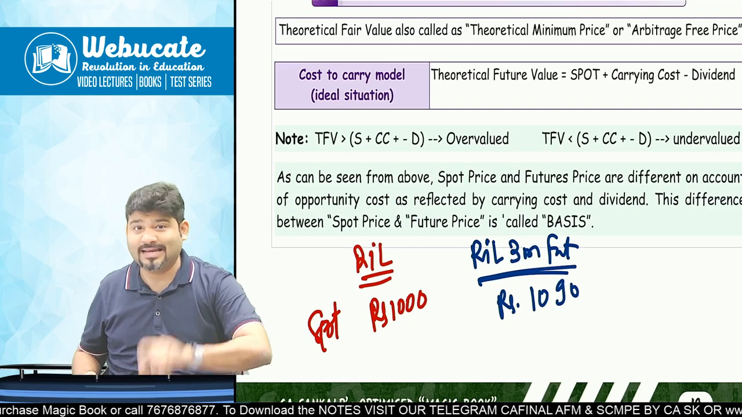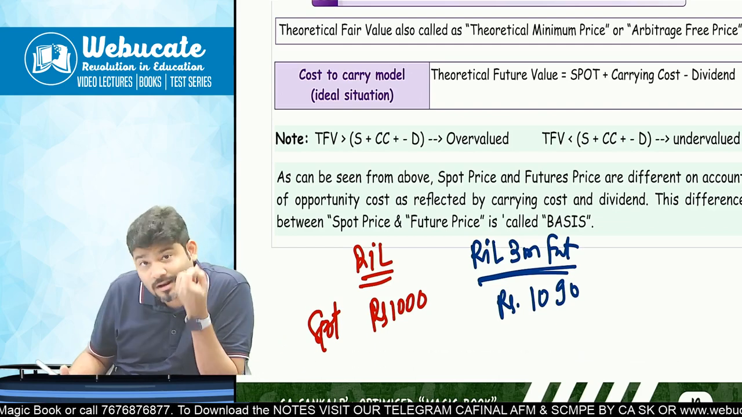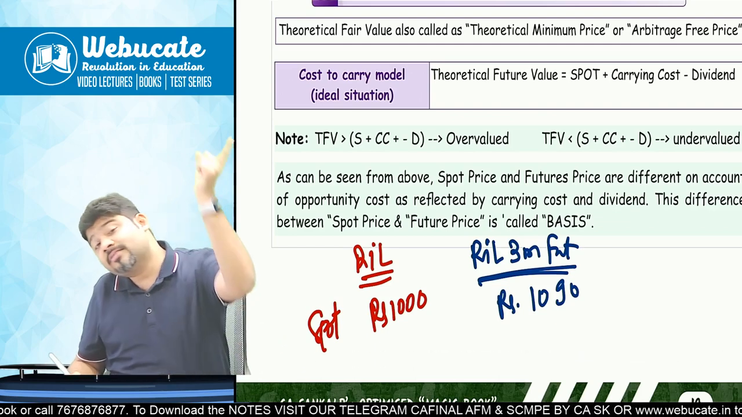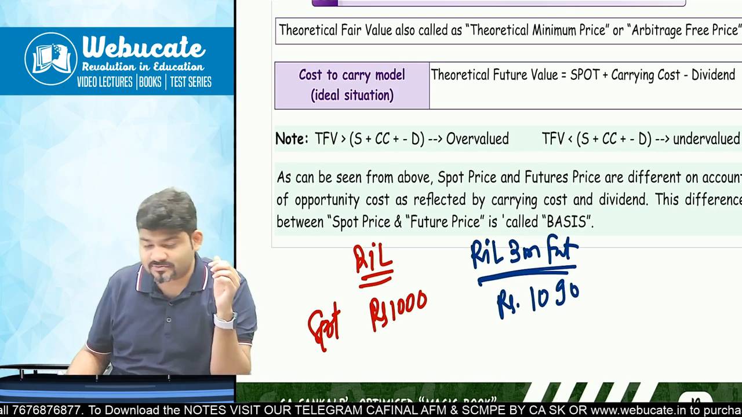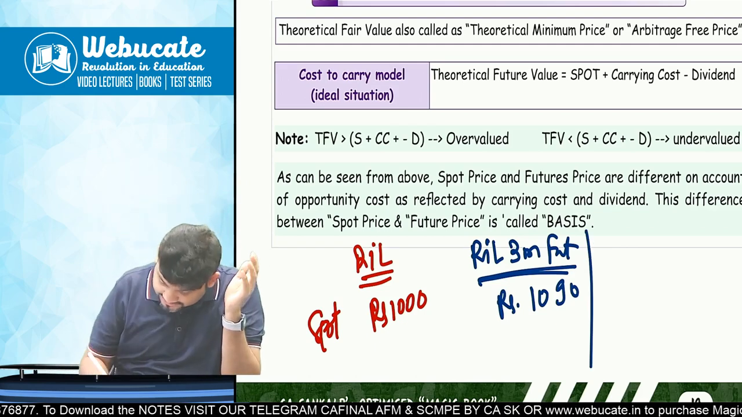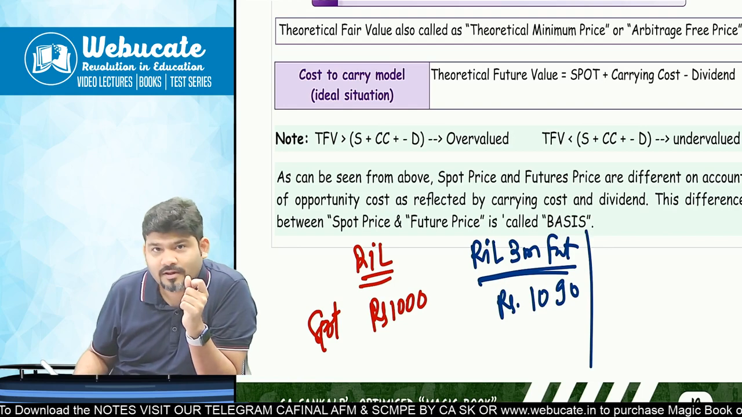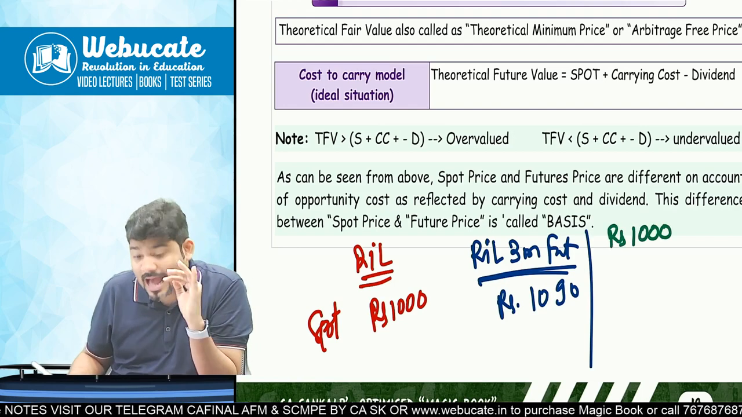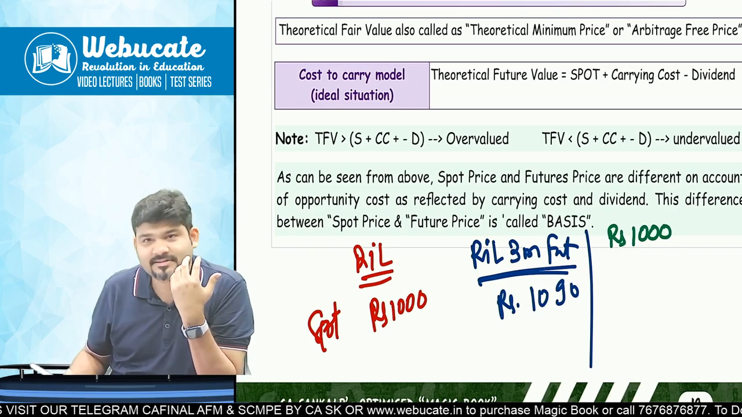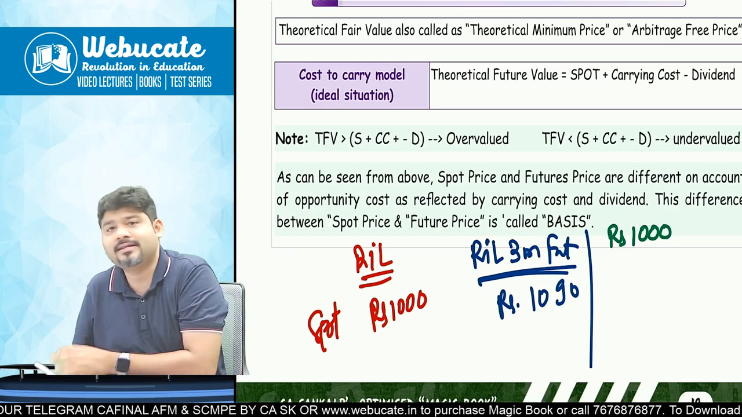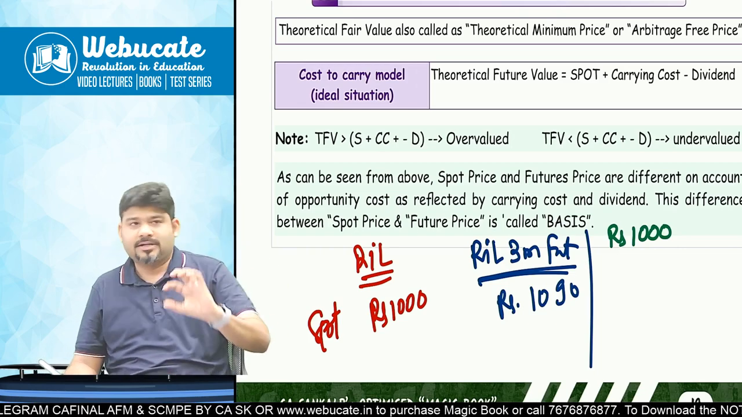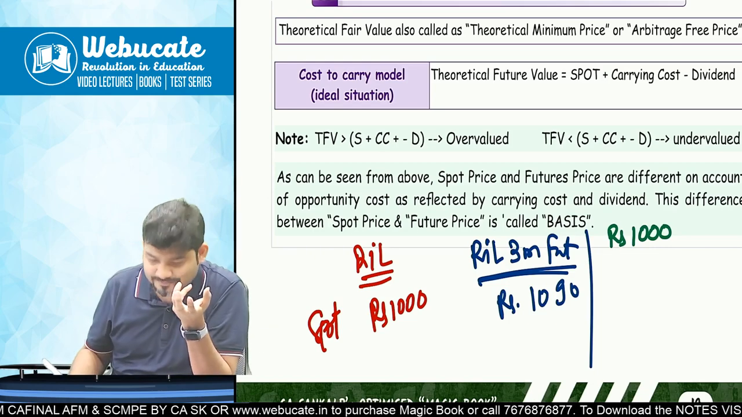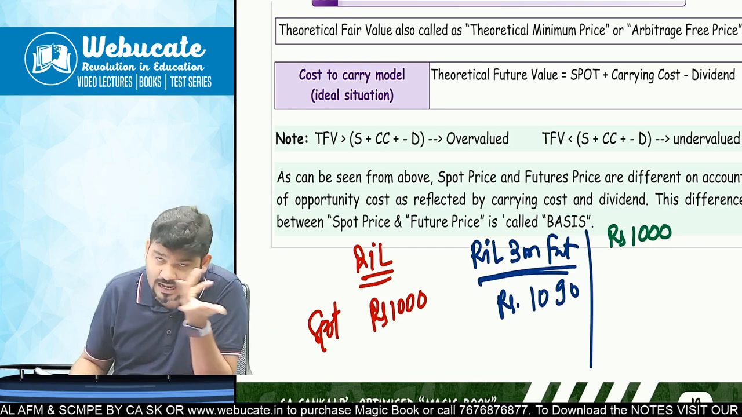So suppose Reliance today is 1000. Reliance today for a 3 month future is at 1090. So why this 1090? I'll explain that to you. Suppose 1000 rupees is the price today, correct? I am getting the price for a 3 month future without paying anything. See, margin is a different thing, but other than that, for freezing this 1090, I don't have to pay anything.